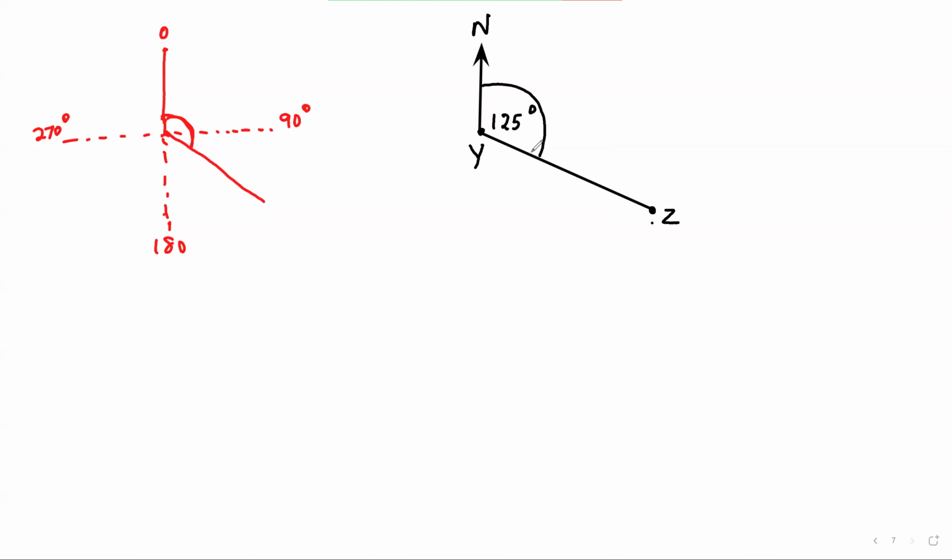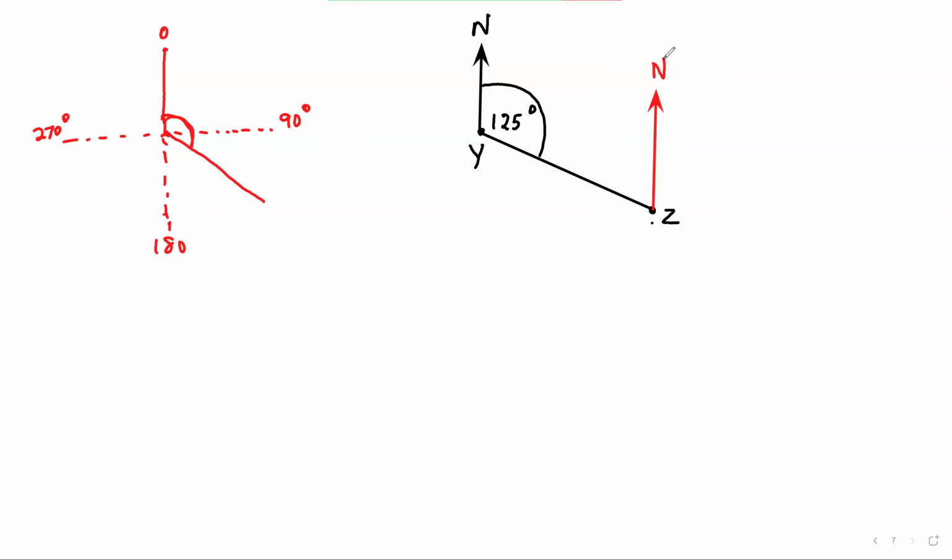So now to figure out what the bearing of Y from Z is, well, Y from Z means I need to put my north line at Z. So my north line goes there at Z. Let's label it north. Oops.